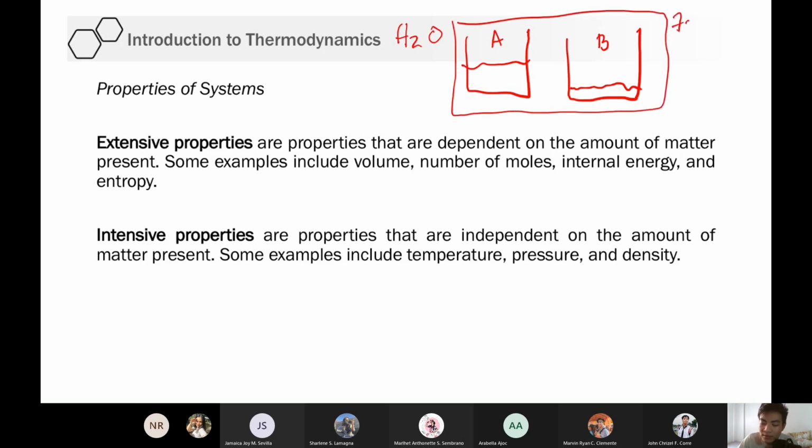Lagay ko sa oven at 75 degrees Celsius. Sino ang mas mainit? A, B, or both? Silang dalawa, nilagay ko sa oven, 75 degrees Celsius. Sino mas mainit? Is it the A? Is it the B? Or both lang? Both lang. Kasi iisa lang yung condition nila. Kung ano temperature nito, ganun din yun. Kasi saan ko ba sila nilagay? Sa 75 degrees Celsius.